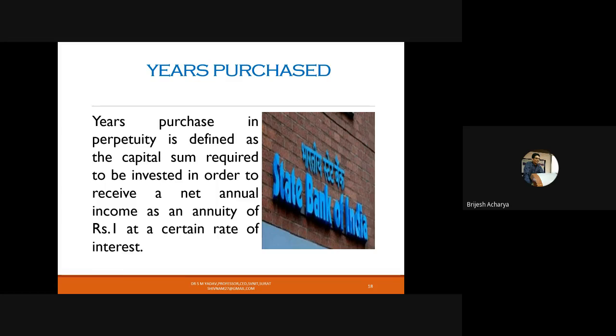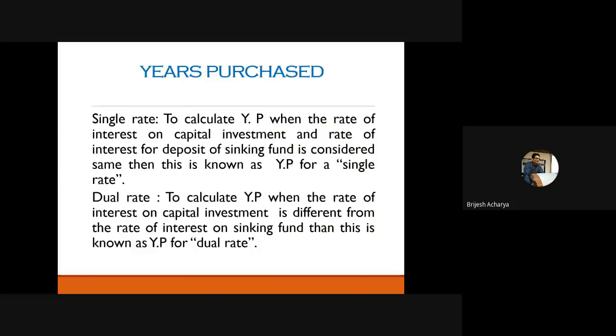So years purchase is the amount which is invested at a certain rate of interest to receive rupee 1 at the end of 1 year. That is known as years purchase. Years purchase can be considered in two ways: number one, single rate years purchase, and number two, dual rate years purchase.